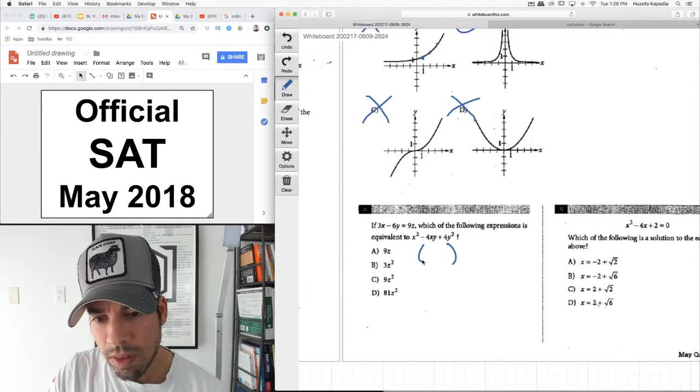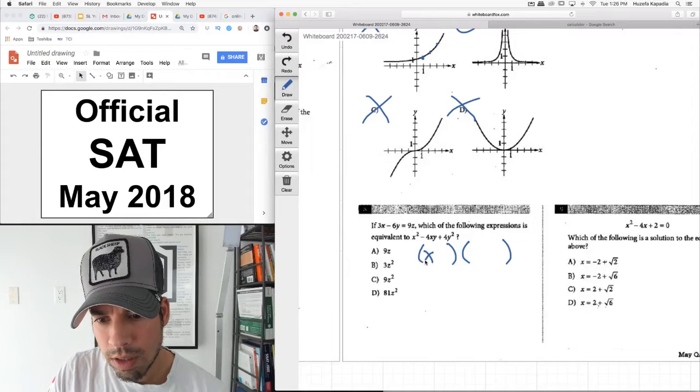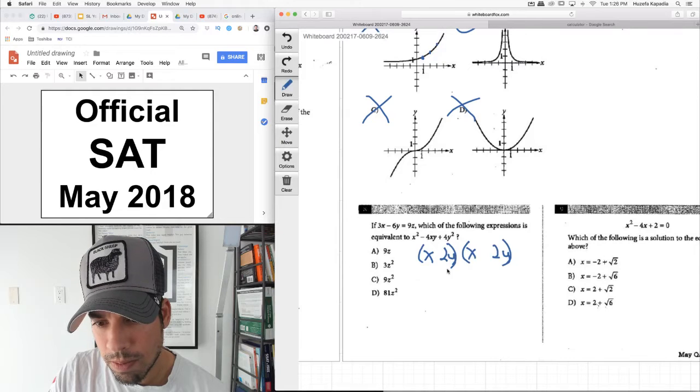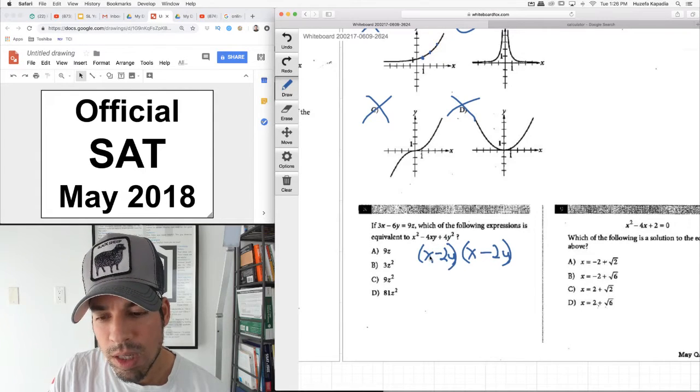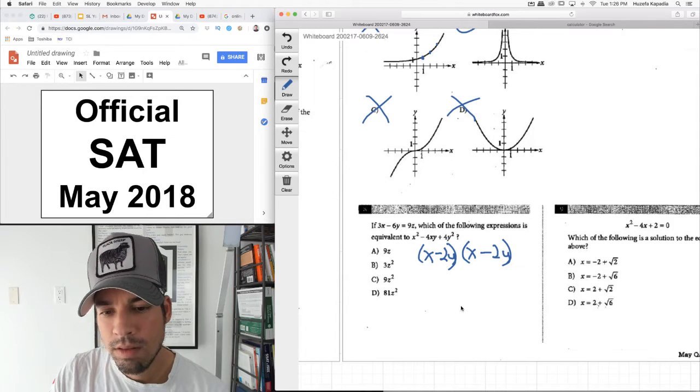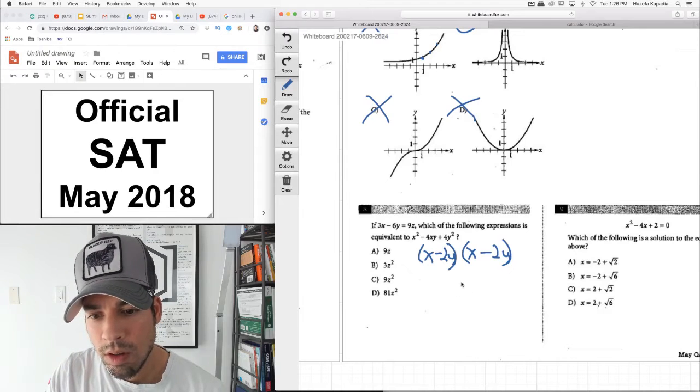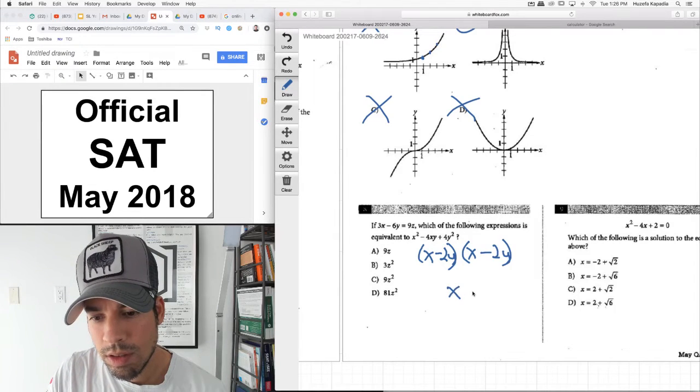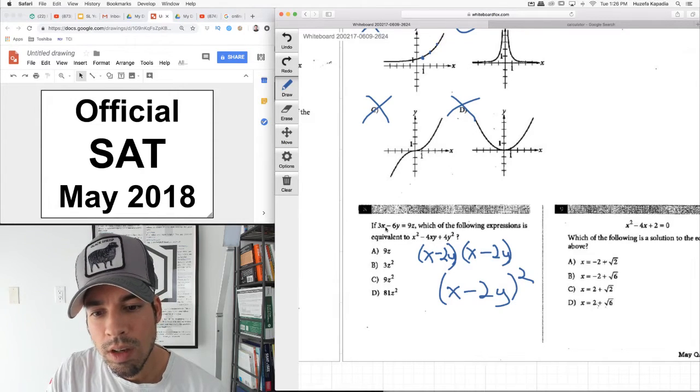Okay, so if I factor that bottom equation, it's going to be x minus 2y. It's a perfect square, right? Because this becomes x squared minus 2xy minus 2xy plus 4y squared. Hold on. So this is x minus 2y squared. Got it. Okay.